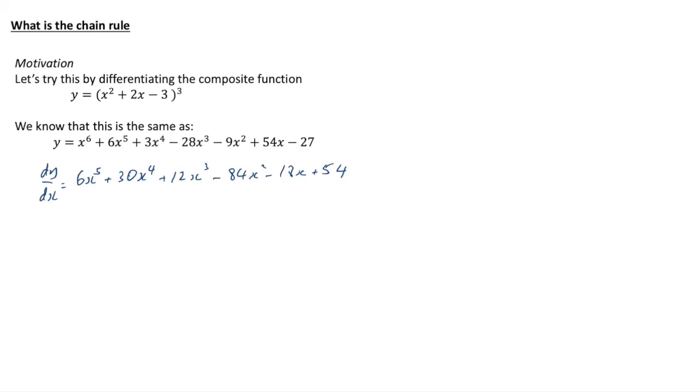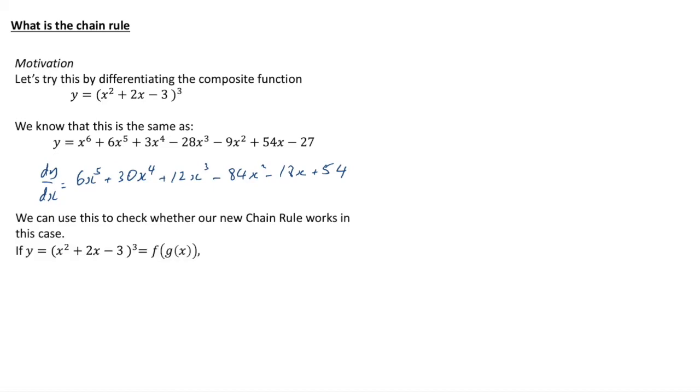So we know from before that when we multiply that cubic out, we get x to the power of 6 plus 6x to the 5, etc. and by differentiating bit by bit we get 6x to the 5 plus 30x to the 4, etc. So we know that that's what we should get if we're going to use some other way of finding out what the function differentiated is. So let's see whether our new chain rule works.